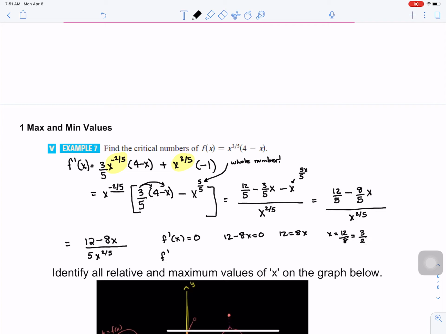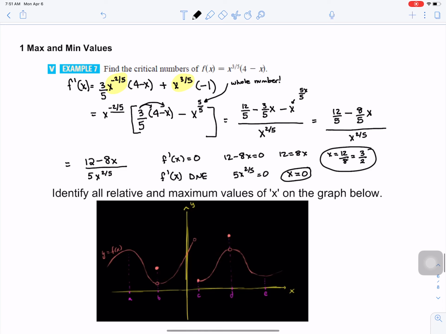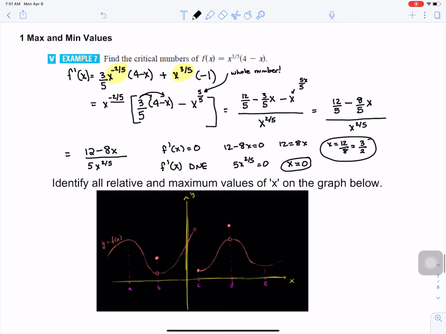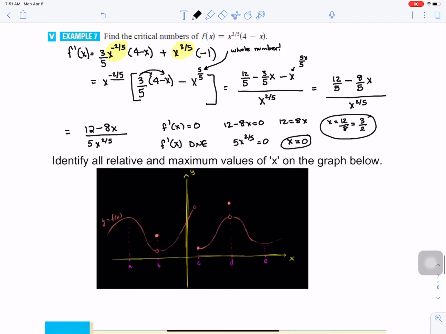And then where is the derivative undefined? It's what makes the bottom 0. 5x to the 2/5 equals 0, which would mean x would have to equal 0. So that's a critical number, and that's a critical number. Okay. So those are my critical numbers, and then I would proceed from there to find local maxes, local mins, absolute maxes, absolute mins, which we will talk about still.